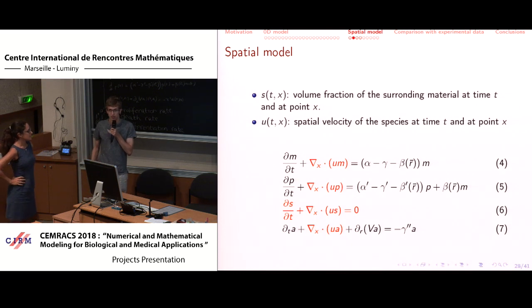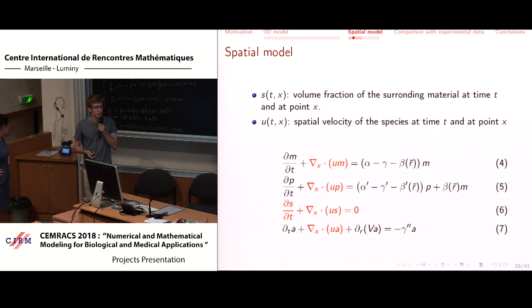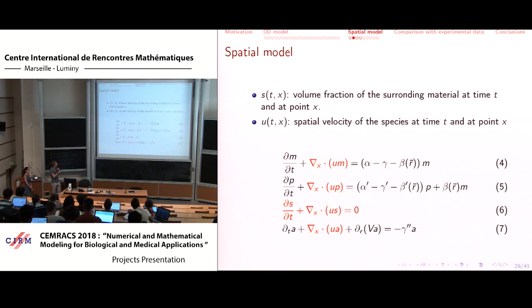The spatial model is a mixture model in which we follow the concentration of mesenchymal cells, preadipocytes and adipocytes in space. So we need to introduce 2 new quantities: S of t,x, which is the volume fraction of the surrounding materials at time t and in x, and U of t,x, which is the spatial velocity of the species. So we get this system with the new terms in red.